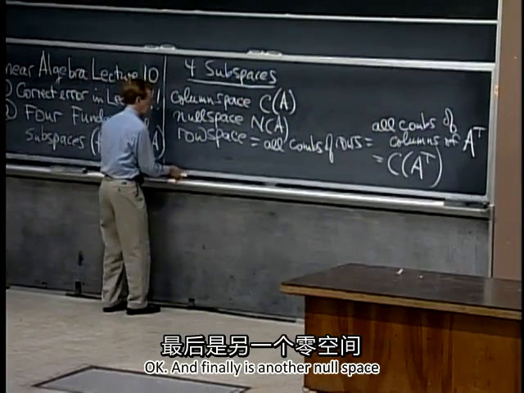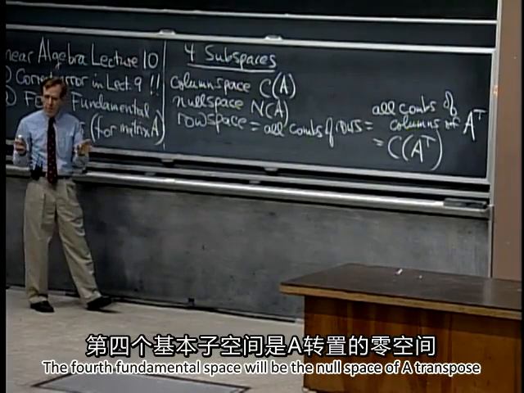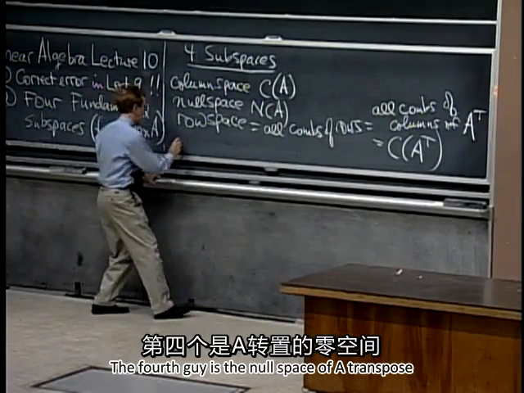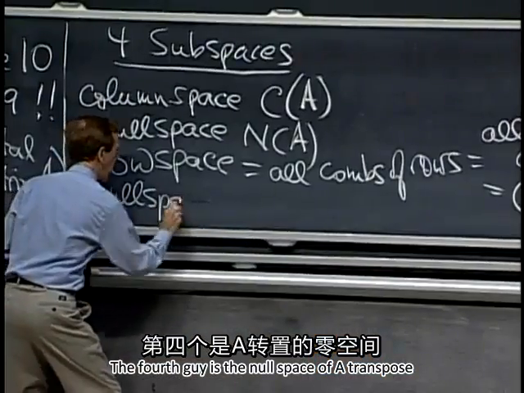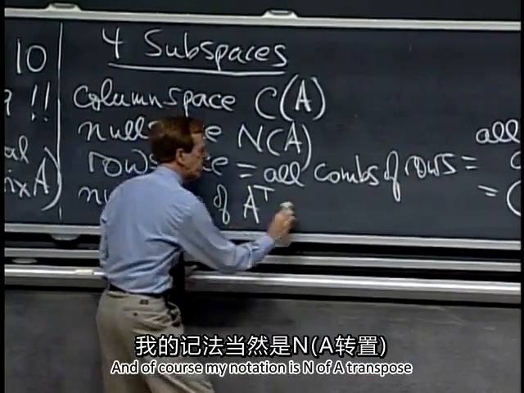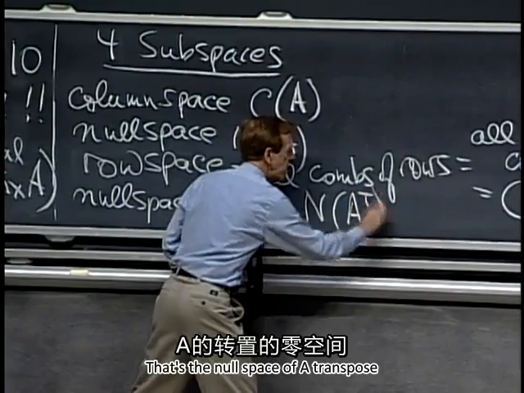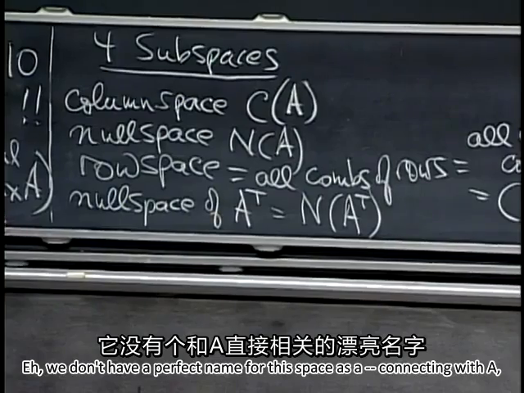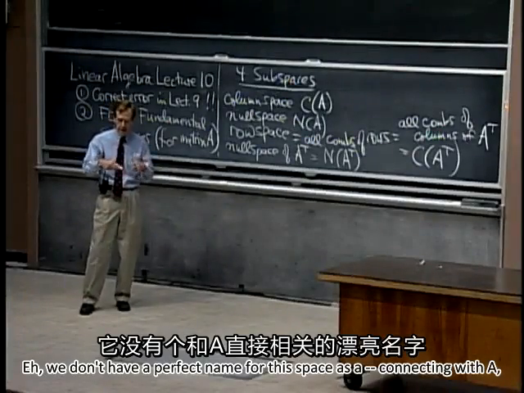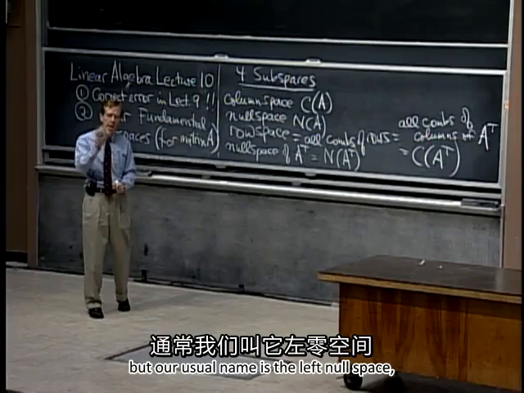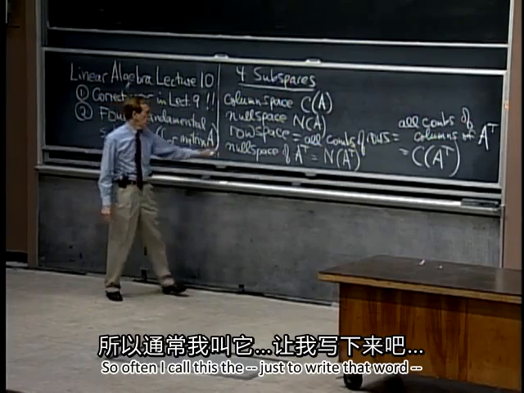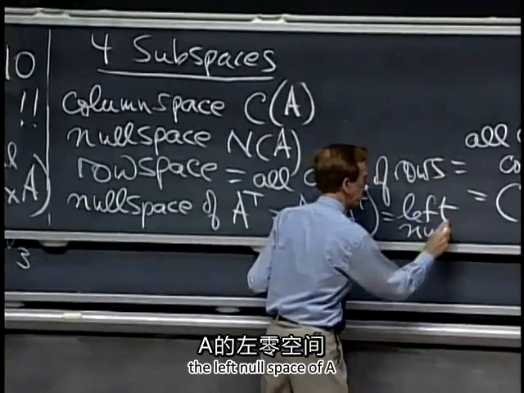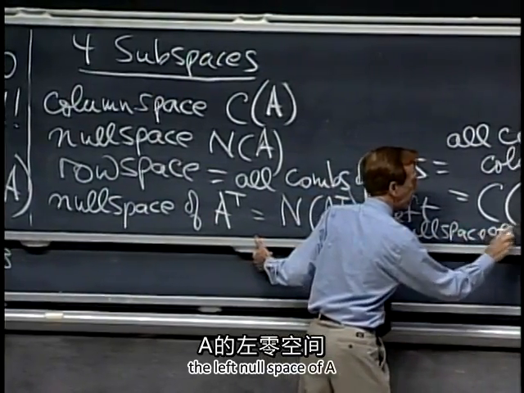Okay. And finally is another null space. The fourth fundamental space will be the null space of A transpose. The fourth guy is the null space of A transpose. And of course, my notation is N of A transpose. That's the null space of A transpose. We don't have a perfect name for this space as connecting with A, but our usual name is the left null space, and I'll show you why in a moment. So often I call this, just to write that word, the left null space of A.